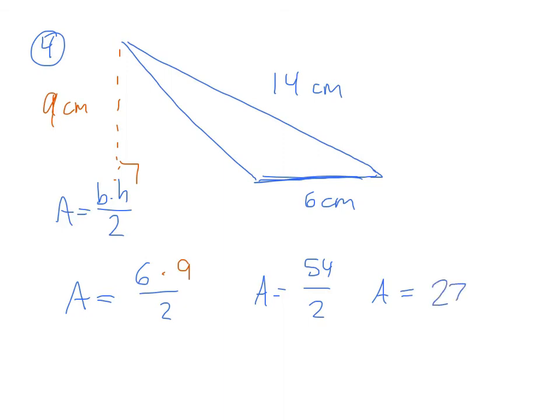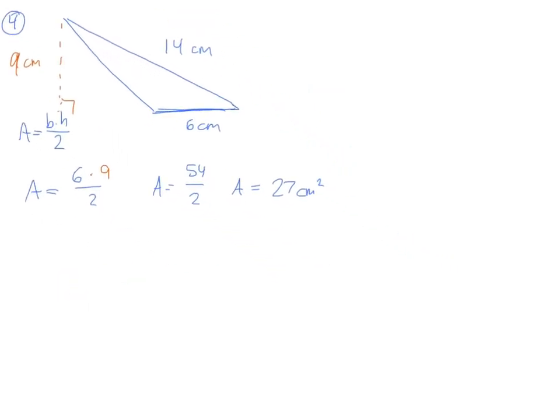But what are we talking about? We're talking about centimeters squared, because we're talking about area. So the area of this triangle right here is 27 centimeters squared. Now, we said that triangles are half of rectangles, right? So let me redraw this real quick. All right, so that's close.